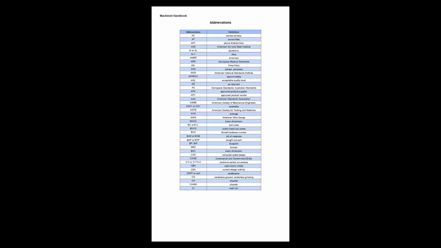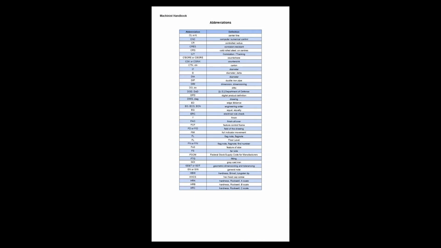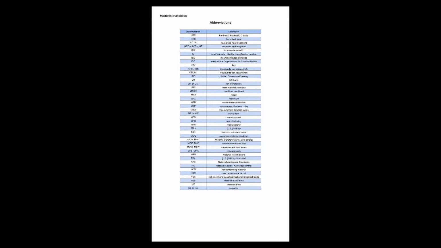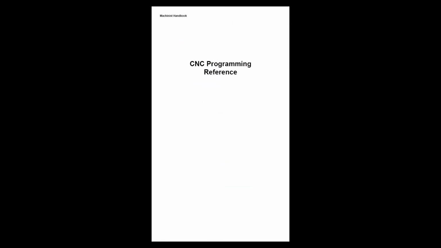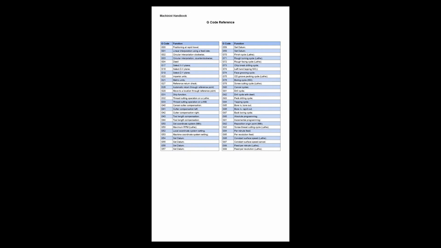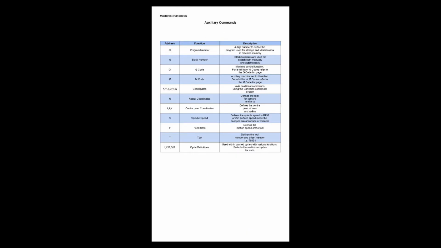A full list of all the common abbreviations you see on engineering drawings is also included. Under the CNC programming section, I've listed the most common G-codes, M-codes and auxiliary commands we use during programming. And I've broken down every CAN cycle for both turning and milling. Each word and function is listed within the CAN cycle, followed by an example program. Makes this book a perfect machine shop companion.